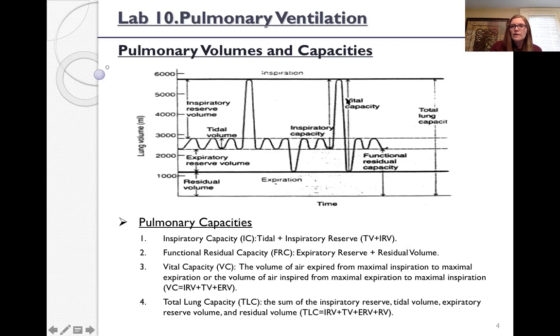And if you look over here, it actually has that line to show you what you're adding up. So you would add up every single one of those sections to get the vital capacity. And then for total lung capacity, we're adding in the entire lung volume measurement, all the way from the top of the inspiratory to the bottom of the residual, which is this entire section here.